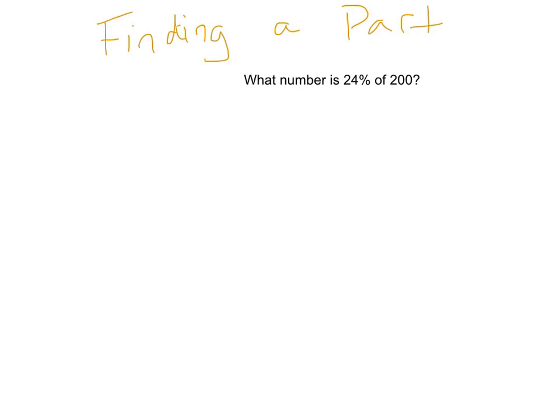Okay, so I'll give us this little example. What number is 24% of 200? There's some number out there, and it is 24% of 200. So it's almost a quarter of 200, almost 25%, but it's 24. How can we find that? Let's always write the percent proportion. A over B, which again is part over whole, is equal to P over 100.